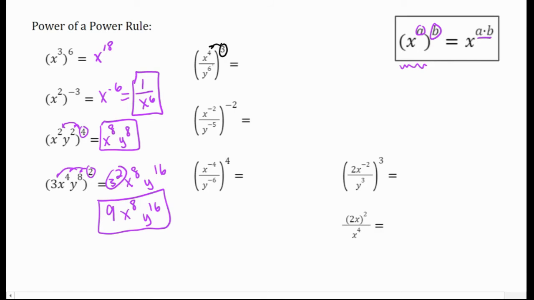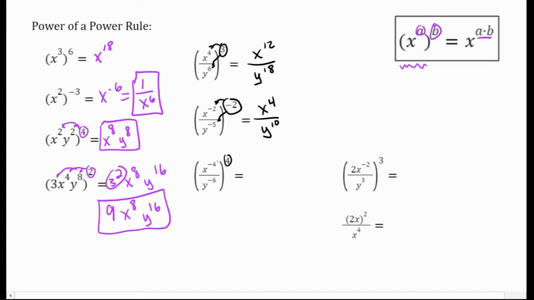Next up, I have kind of a division problem in here. So this 3 actually gets distributed to the top and the bottom, still multiplying. So x to the power of 12 because of 4 times 3, and y to the power of 18. The next one here, we have a negative exponent. We're going to multiply into here. So negative 2 times negative 2 is 4. Negative 2 times negative 5 is 10. So we're all finished with that one as well.